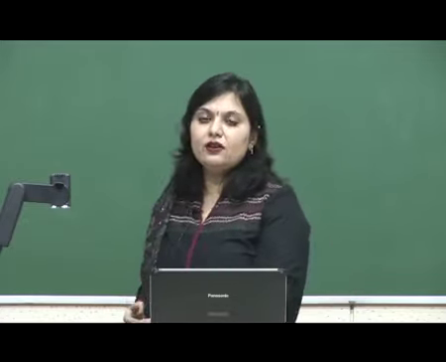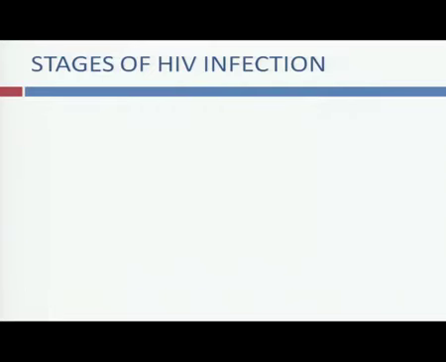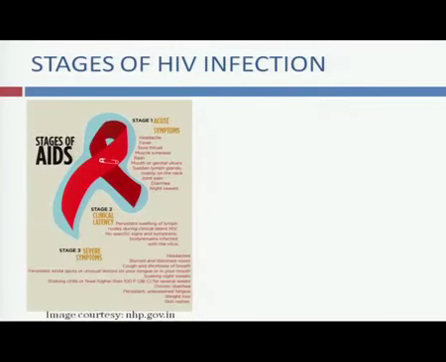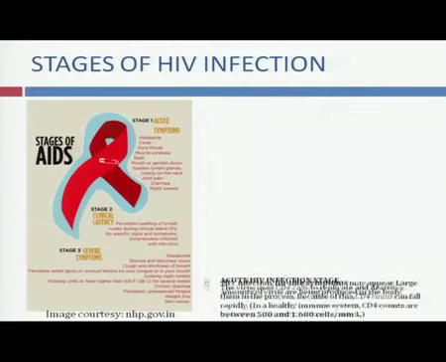And most of the times, the person who is suffering with AIDS dies of these opportunistic infections. But all these series of events do not occur overnight or in a few days. In fact, the HIV infection and its progression to AIDS takes years. Let us see how. So, there are stages of HIV infection.